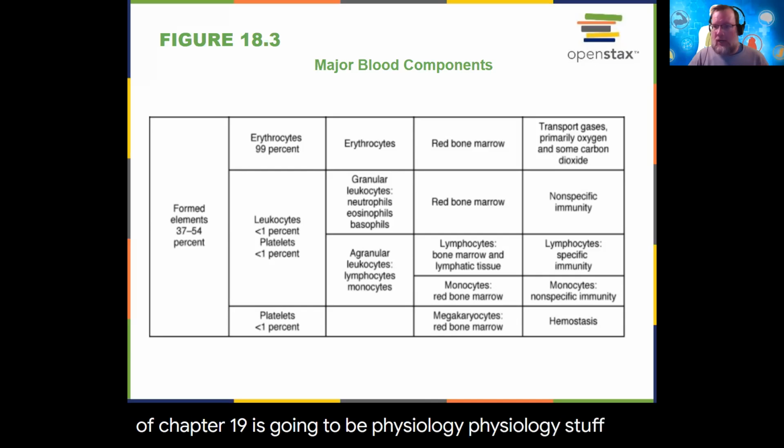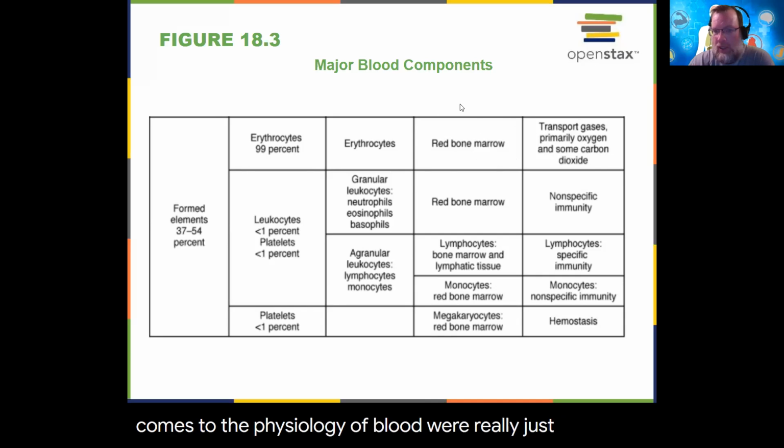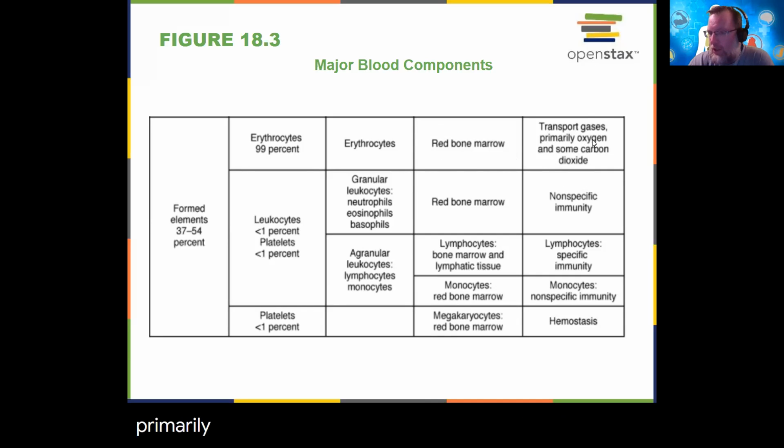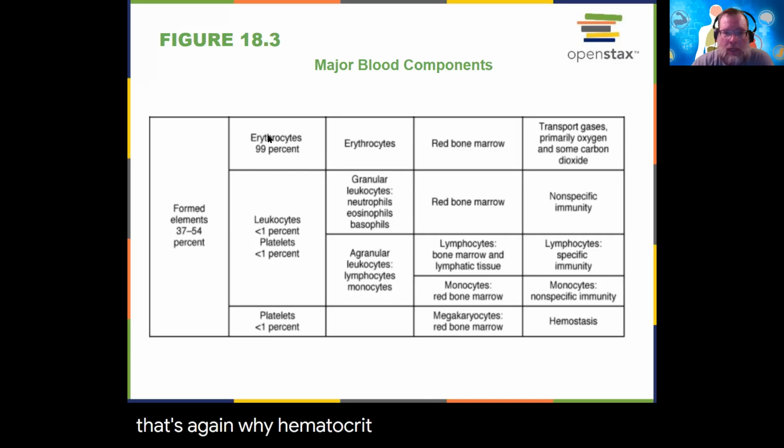The bulk of chapter 19, which is on the heart, is going to be physiology stuff, transportation mechanisms. Okay, so for now, when it comes to the physiology of blood, we're really just thinking about red blood cells produced in bone marrow, and they primarily are going to transport oxygen. Okay, oxygen transport. That's again why hematocrit and hemoglobin levels are so important. All right, and then we've got leukocytes and platelets.